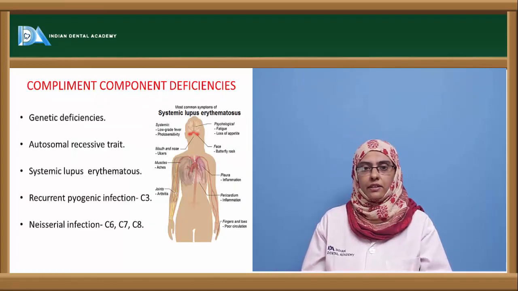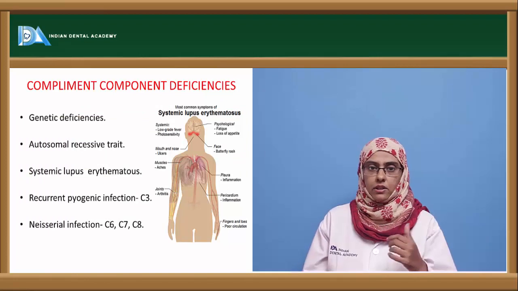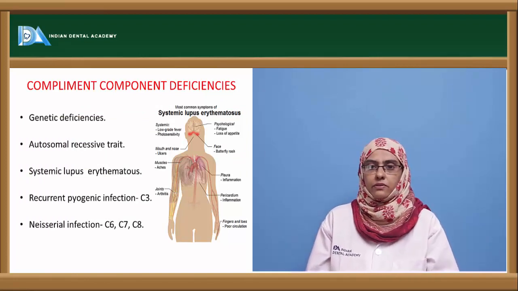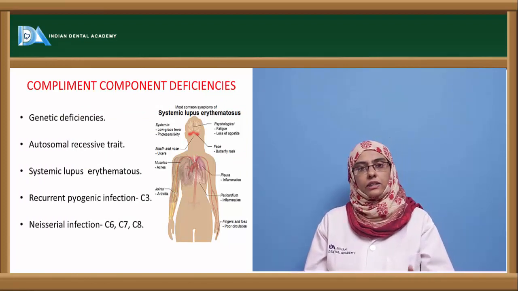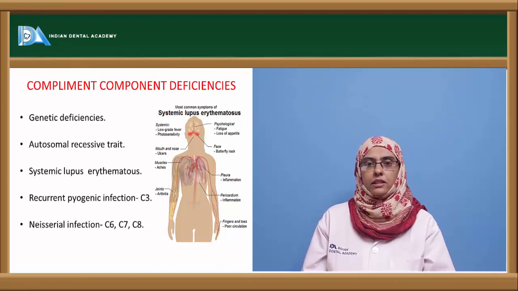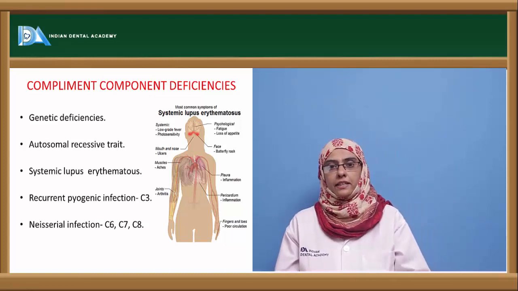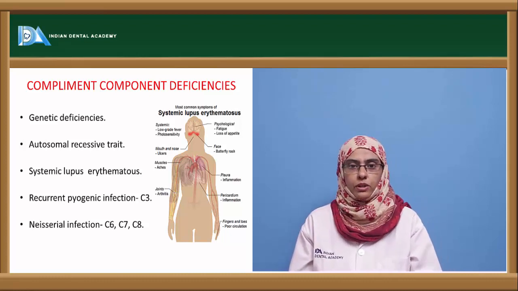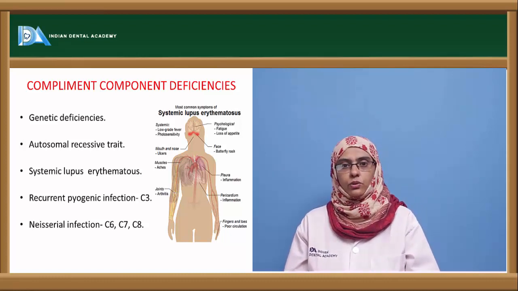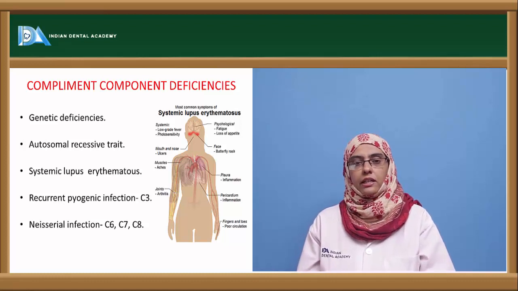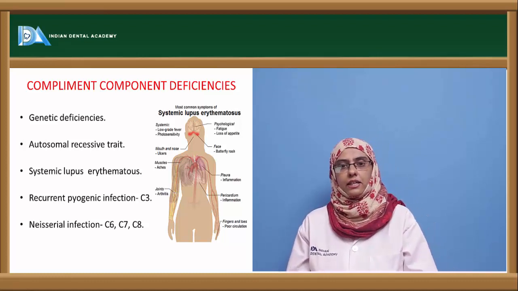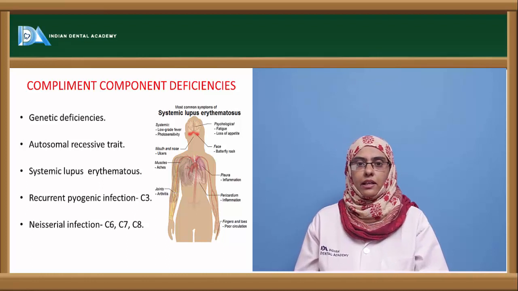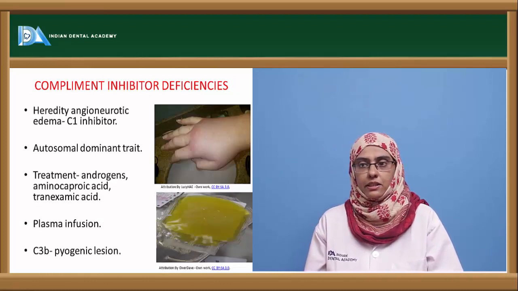So it is a genetic deficiency, an autosomal recessive trait deficiency, causing systemic lupus erythematosus, that is a systemic infection. And next is the decrease in the production of C3 complement protein, which leads to recurrent pyogenic infection, and a decrease in C6, C7, C8 can lead to serial infection, that is sexually transmitted diseases.